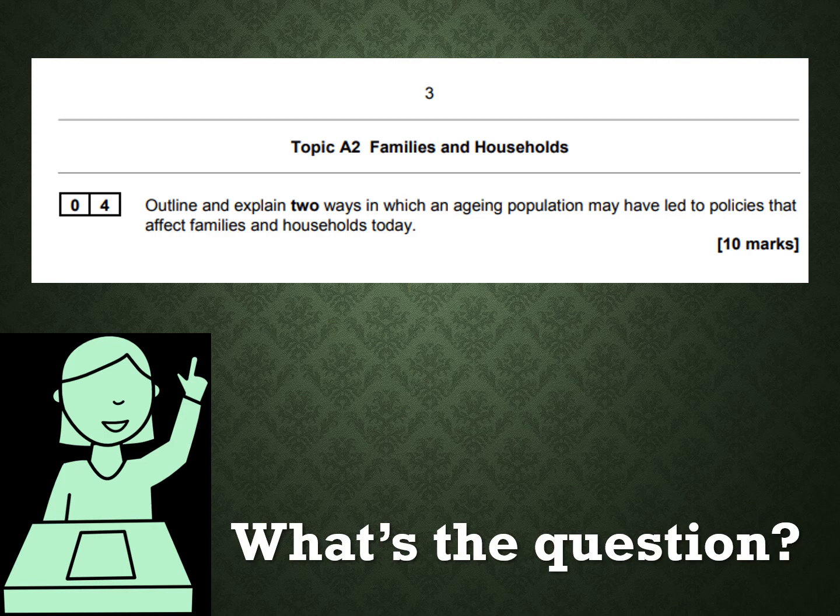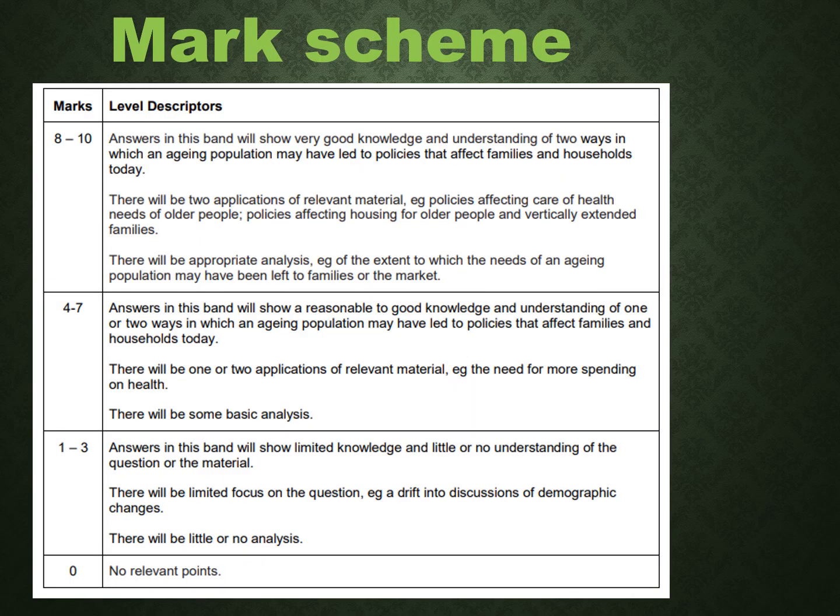So let's have a look at the mark scheme to see what we need to do. If we focus on the top band, answers in the 8 to 10 band will have very good knowledge and understanding, and what that means is that it will be conceptually detailed, it'll be rich, it'll use the correct terminology, it will have knowledge of maybe examples of policies, and they will show an understanding of how it will affect family and households. There will be 2 applications of the relevant material, so showing how this process has occurred, and there will be appropriate analysis.